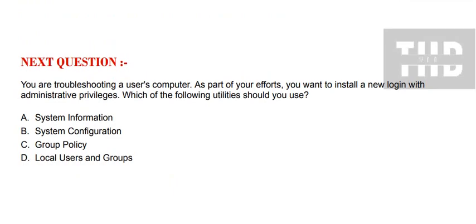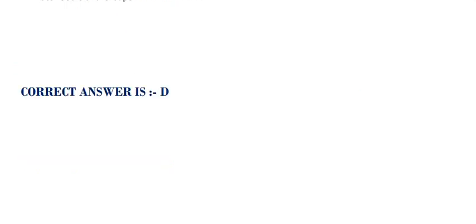Next question is, you are troubleshooting a user's computer. As part of your efforts, you want to install a new login with administrative privileges. Which of the following utilities should you use? The options are, option A, System Information, option B, System Configuration, option C, Group Policy, and option D, Local Users and Groups. The correct option is option D. Move to the next question.